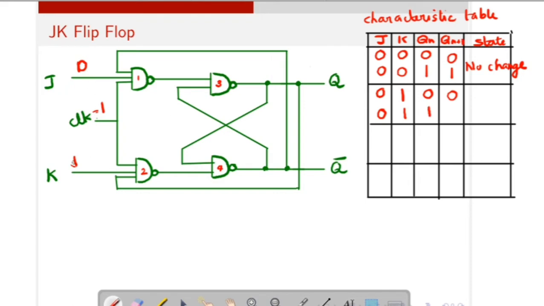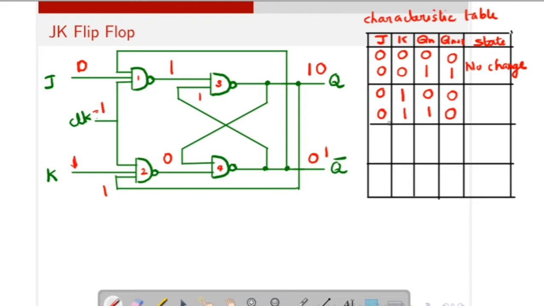J is equal to 0, K is equal to 1 and Qn is equal to 1, Qn bar is 0. So for the first NAND gate, one of the inputs is 0, so output is equal to 1. Second NAND gate, these two inputs are 1. Then consider the third input, that is also 1. All the inputs are 1, then output is equal to 0. So fourth NAND gate, one of the inputs is 0, which means output is equal to 1. Then for the third NAND gate, both inputs are 1, then output is equal to 0. Okay, so here it is 0.